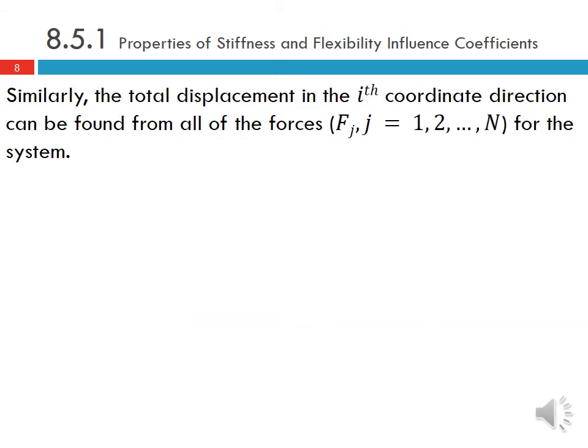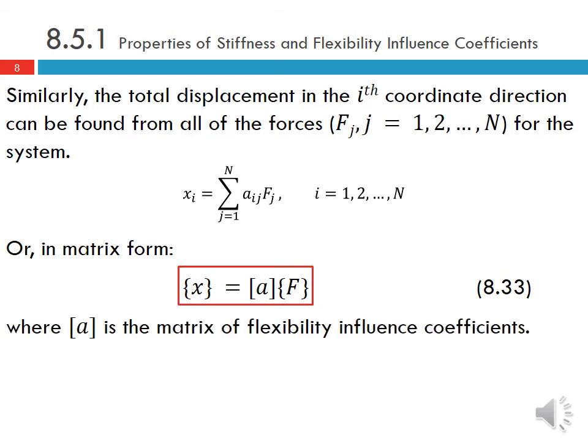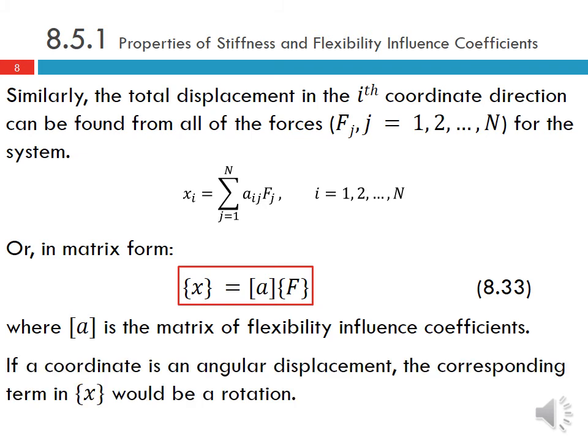Similarly, the total displacement in the ith coordinate direction can be found from all the forces Fj, where j goes from 1 to n, for the system. So xi is equal to the sum, as j goes from 1 to n, of Aij Fj. Or in matrix form, x is equal to AF, where A is the matrix of flexibility influence coefficients. And again, we note that if a coordinate is an angular displacement, then the corresponding term in x would be a rotation.